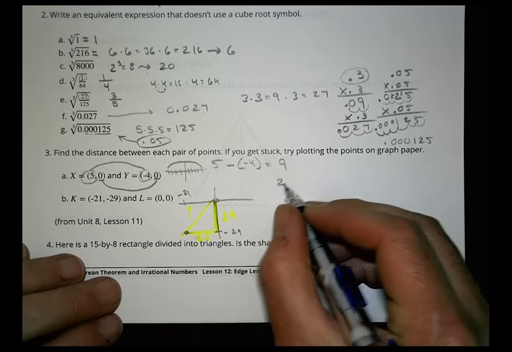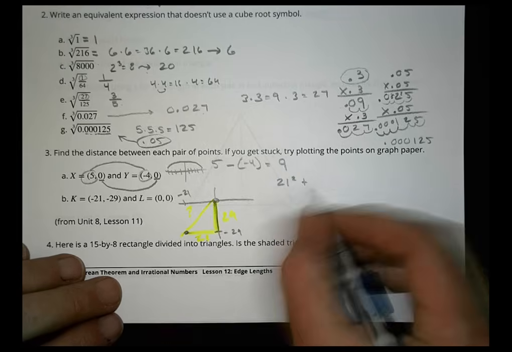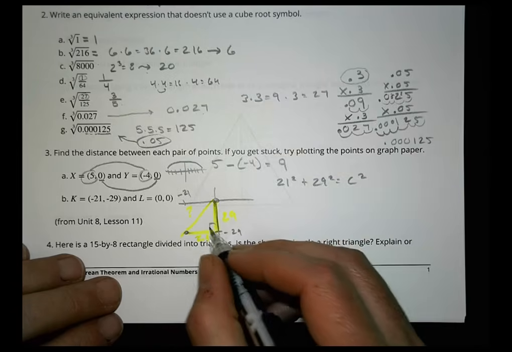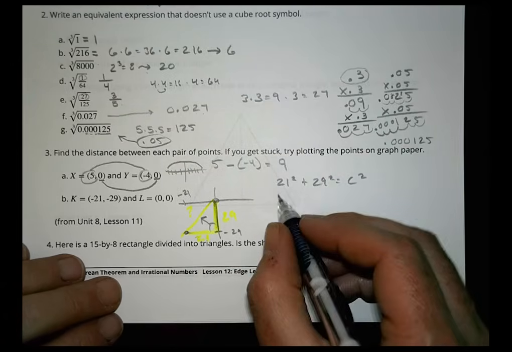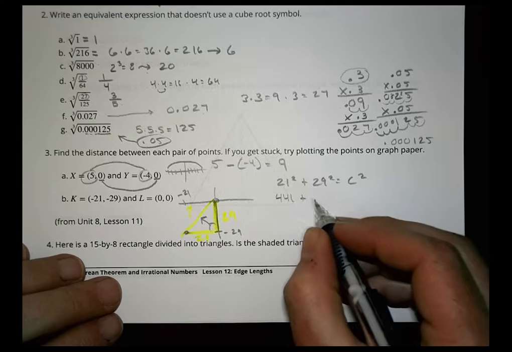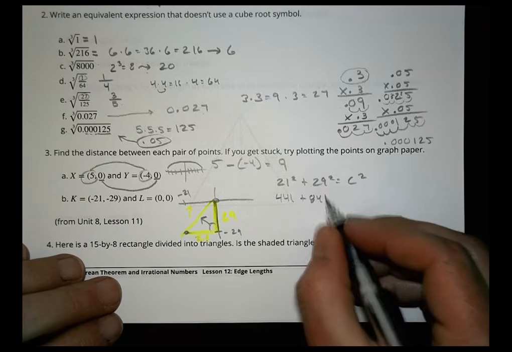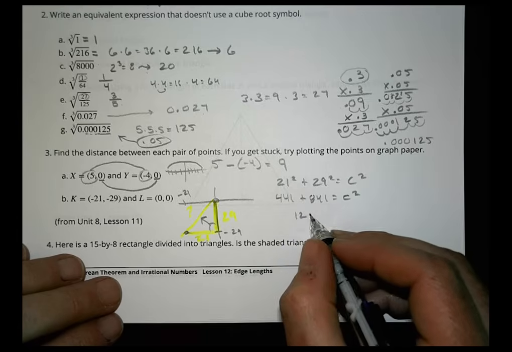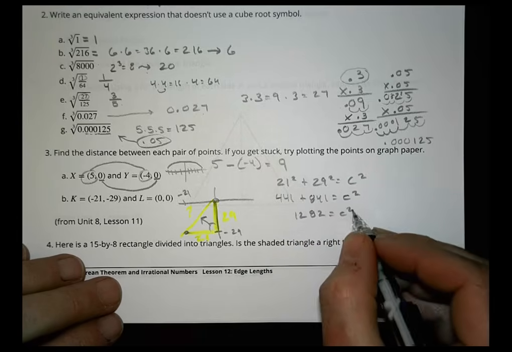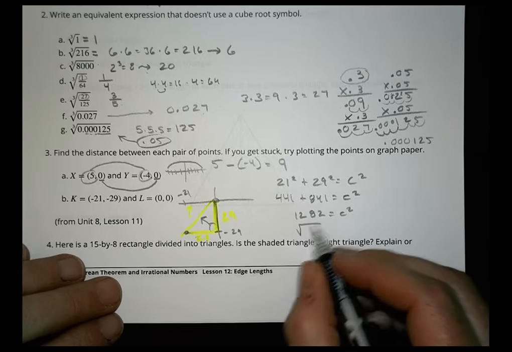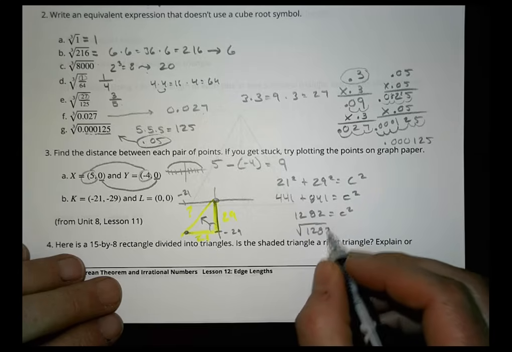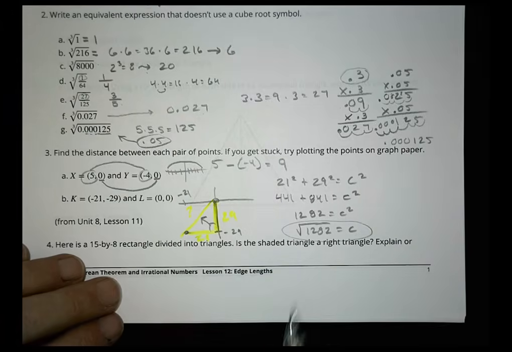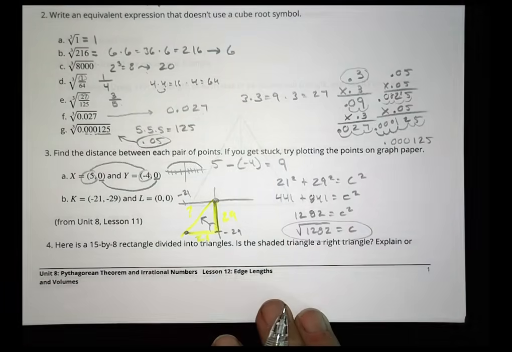So I would do 21 squared plus 29 squared equals c squared, because that's my hypotenuse right there. 21 squared is 441. 29 squared is 841, all equals c squared. When I combine those together, I get 1,282 equals c squared, which means that the square root of 1,282 equals c. So kind of a funny answer, but that is the correct answer right there.